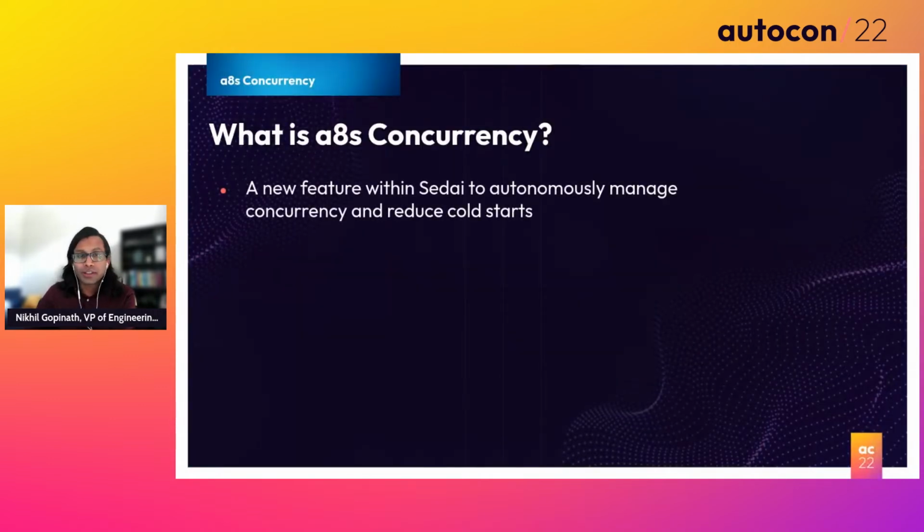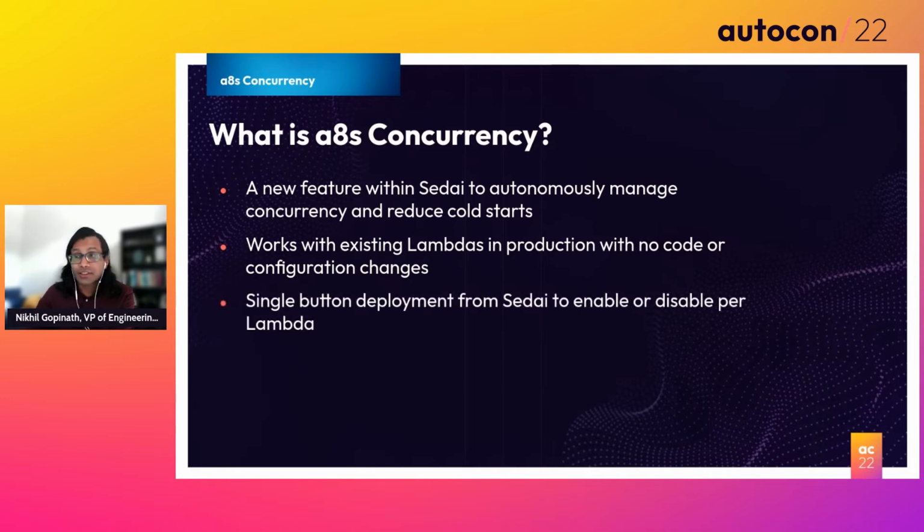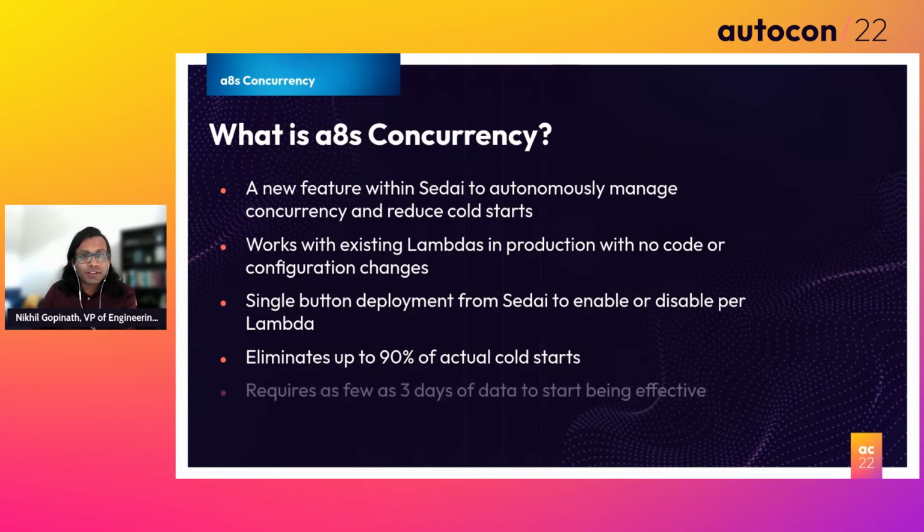Well, there's a new feature that we are just making available in Sedai to autonomously manage your concurrency to reduce cold starts. This works with existing Lambdas in production, right? There is no need for code change, no configuration change. As far as Sedai is concerned, it's a simple toggle button in the UI, right? You just enable it at a per-Lambda level or throughout your account. It's your choice as a customer, but that enables autonomous concurrency for those Lambdas, and it eliminates more than 90% of actual cold starts. So how does this work, right?